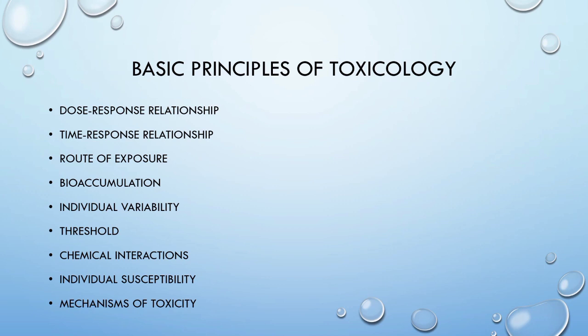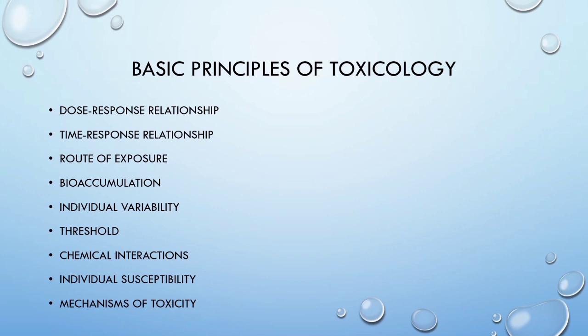Now, the route of exposure will determine how fast the toxin is able to exhibit its toxicity. Now, about accumulation. When these toxins are not easily eliminated from the body and are stored in the body, probably in an organ, this results in bioaccumulation. And when these toxins eventually reach a particular amount, they then begin to exhibit their toxicity.